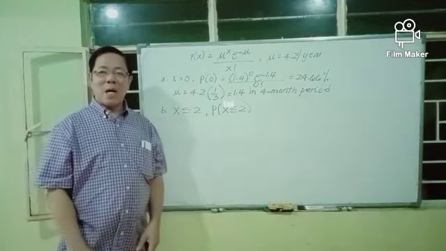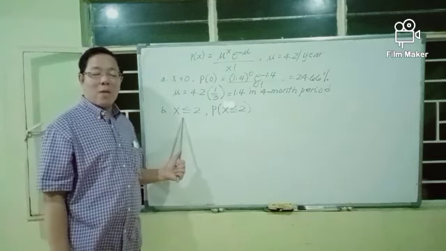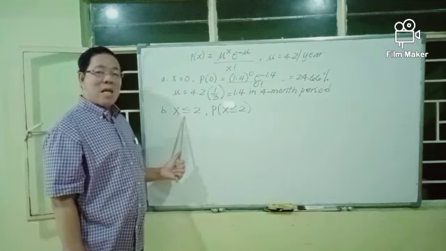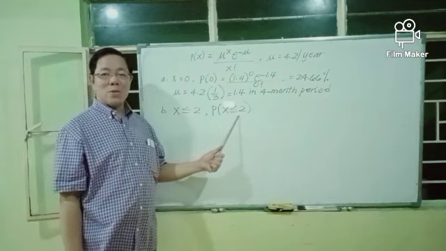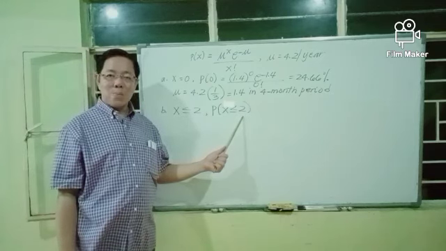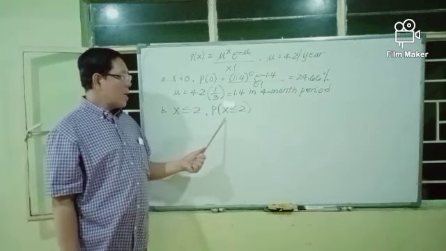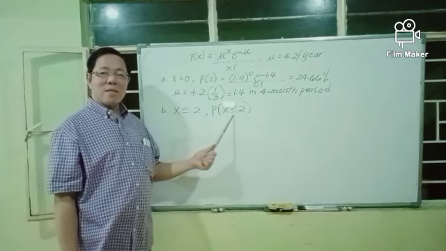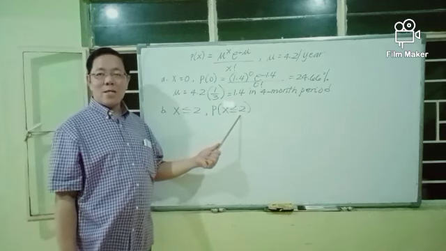The number of power outages is no more than 2. That means the values of x, the number of power outages in a year, should be less than or equal to 2. And we want the probability that x is less than or equal to 2, or the number of power outages is no more than 2 power outages. It can be 2 or less than 2. And the values of x that are less than or equal to 2 are 0, 1, and 2.